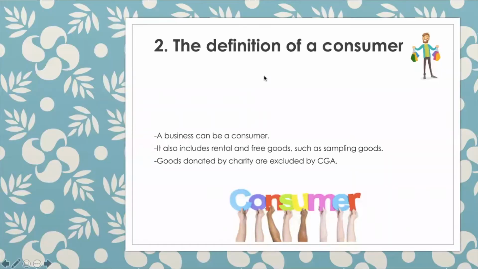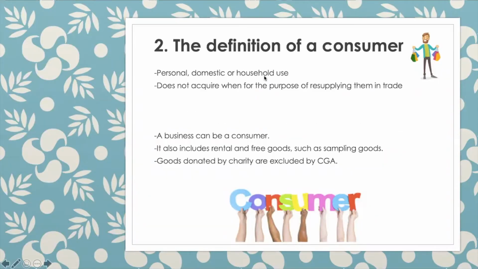The second question is the definition of a consumer. Under Section 2 of CGA, a consumer is a person who acquires goods or services ordinarily acquired for personal, domestic, or household use or consumption. It does not apply when acquired for the purpose of resupplying them in trade, consuming them in the course of a process of production or manufacture, or, in the case of goods, repairing or treating other goods or fixtures online.